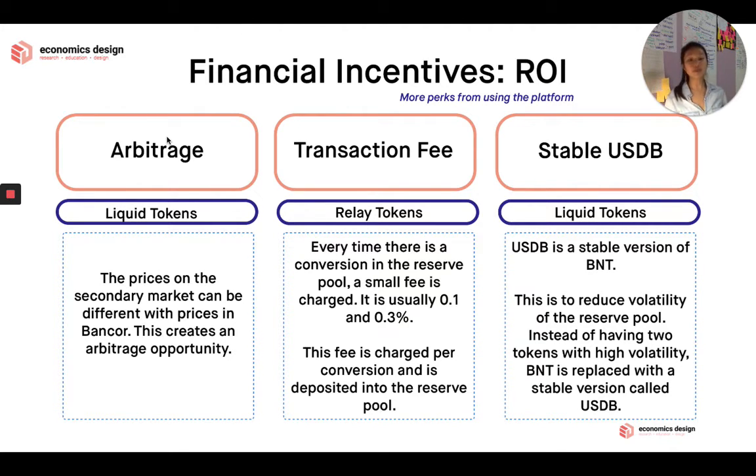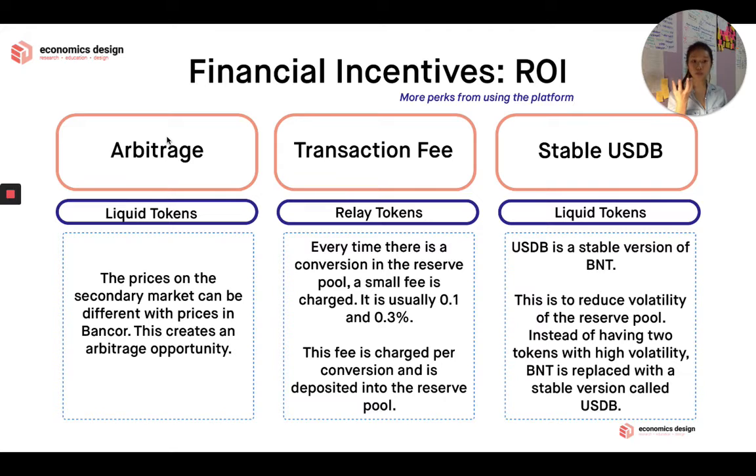And lastly, this is something very, very new actually. It's looking at a different version of BNT. So we have a stable USDB. That is basically a derivative of BNT. It's a stable version of BNT. Why do we want to do that?